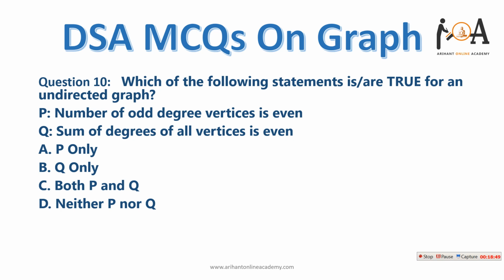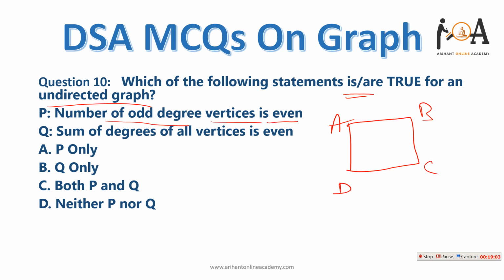The next question is: which of the following statements are true for an undirected graph? Undirected graph. So again I am taking a very general example. This is an undirected graph. Number of odd degree vertices is even. Here if you see, is there any odd degree vertex? No, no odd degree vertices. So yes, it is even, because odd degree vertices 0, and 0 is even.